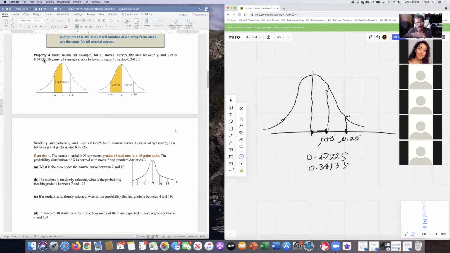That's given to you. Looking at the graph or looking at the arch? It's already been calculated by mathematicians. You don't know how to calculate the area under a curve, it requires advanced calculus, but it's been calculated and it's given to you to use. So the area is equal to 0.34135 between mu and mu plus sigma, or between mu and mu minus sigma.